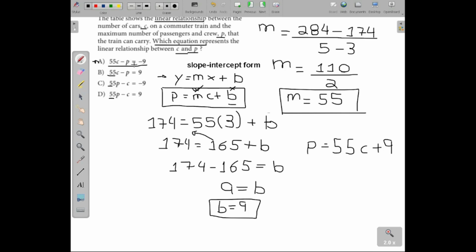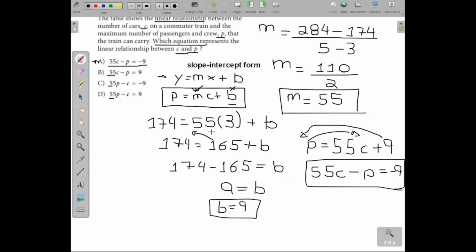And here we can see that all the equations have the constant to the right side of the equation. So let's do that. Let's move this 9. 55c, p will come to this side of the equation with a change sign, so minus p will be equal to, and this 9 will go to the other side with a negative sign, minus 9. This is the final equation, and as we can see, the right answer is A.